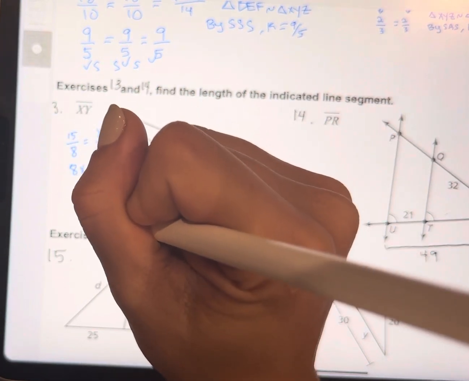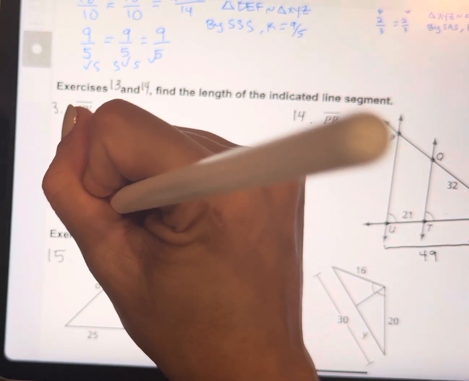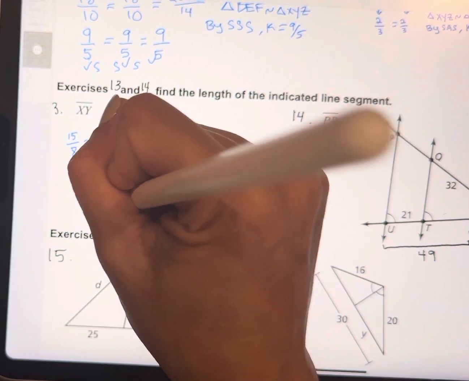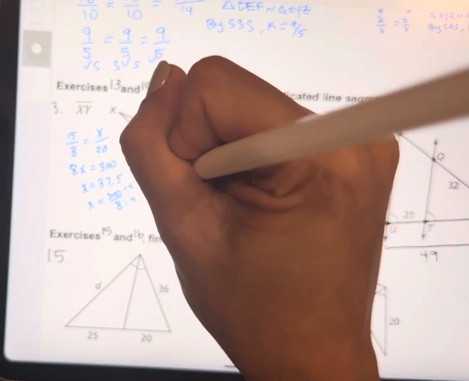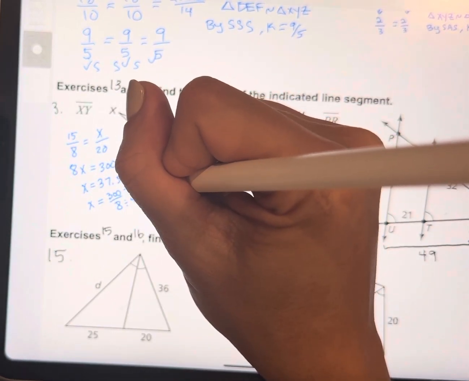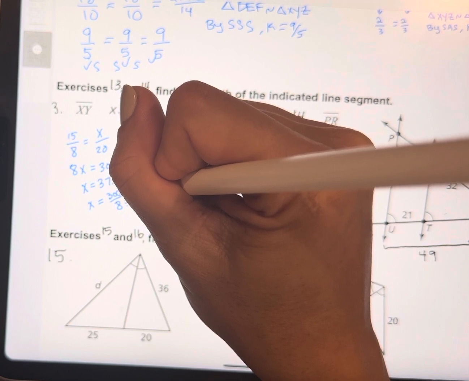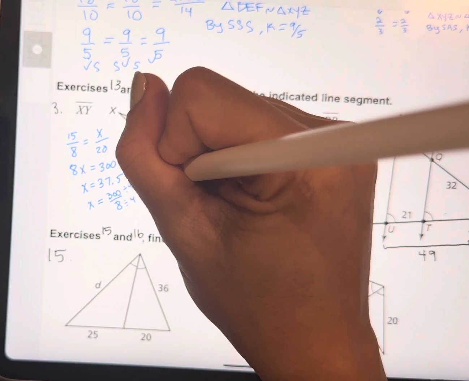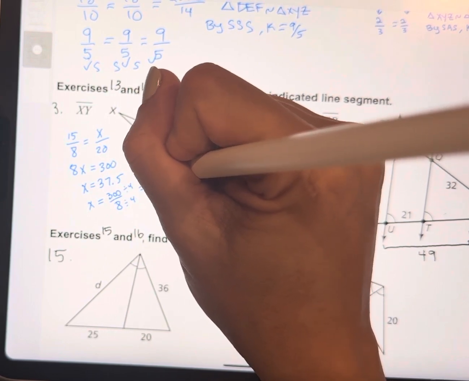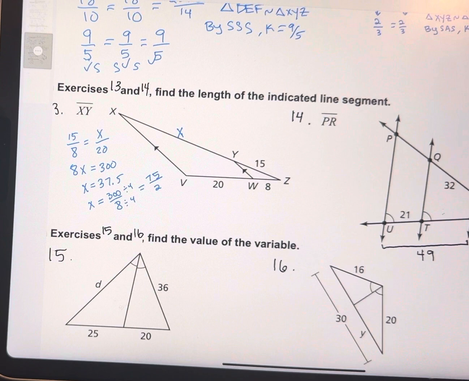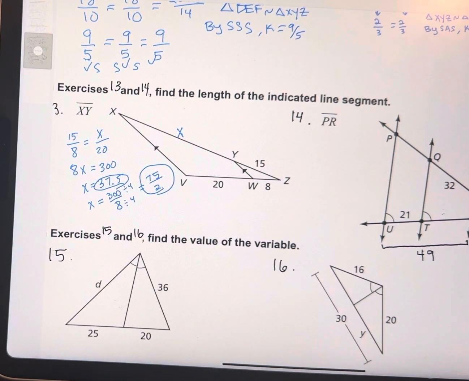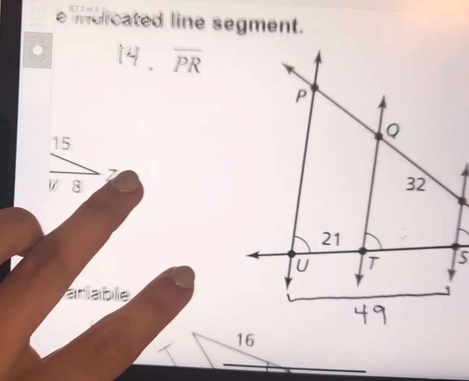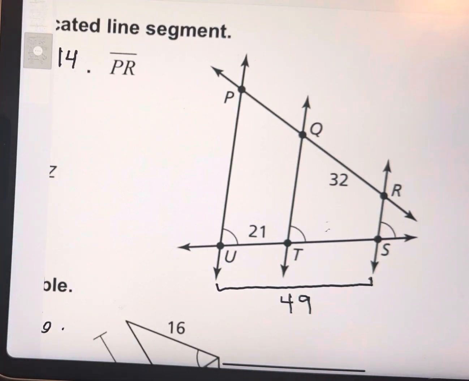I don't know if we wanted to reduce it. So if we did want to just reduce, we would put 300 over 8, and then we would divide top and bottom by 4 to get, 4 goes into 30 7 times, and 20, so 75 over 2. Either way, you could give it as a fraction or a decimal. Okay, all right, you guys, number 14 is a little tricky, so be careful.